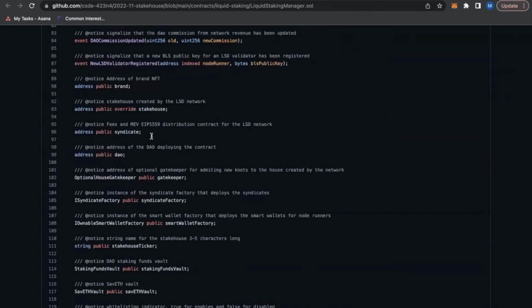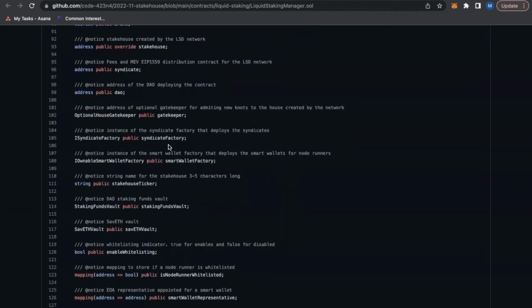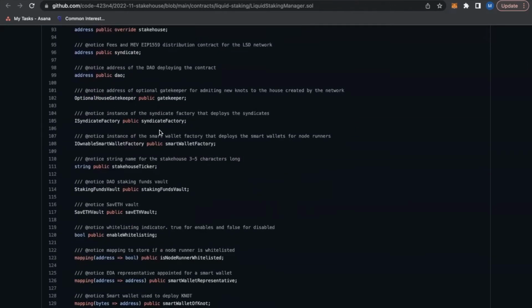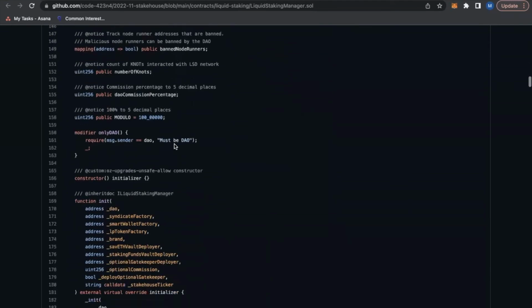Yes, sure. This here is, as I said, we introduced the Stakehouse ticker, the syndicate, and the DAO. So this is unique to each of the liquid staking networks, and that's what we can see here. These are the addresses. Then we have the gatekeeping, the syndicate factory address. This will be used to deploy a syndicate for this particular LSD network. Then we've got the smart wallet factory, which will be deploying the smart wallets for each of the unique node runners.